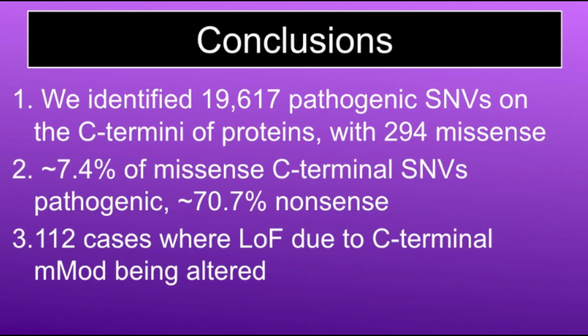So our conclusions: we identified 19,617 pathogenic single nucleotide variants on the C-termini of proteins, with 294 of them being missense. About 7.4% of the missense C-terminal single nucleotide variants were pathogenic, and about 70.7% of the nonsense C-terminal single nucleotide variants were pathogenic. And most importantly, we had 112 cases where loss of function was due to a C-terminal M-mod for a mini-motif being altered. And we're going to continue to analyze all of this data and continue to test our hypotheses.